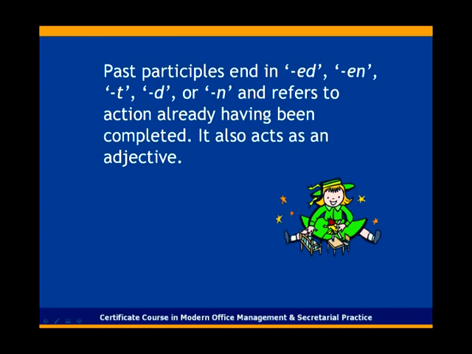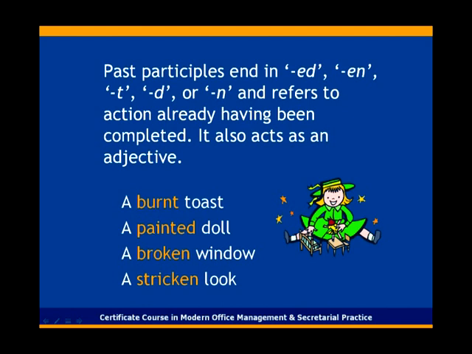Past participles end in -ed, -en, -t, -d, or -n and refer to an action already having been completed. It also acts as an adjective. A burnt toast, a painted doll, a broken window, a stricken look.